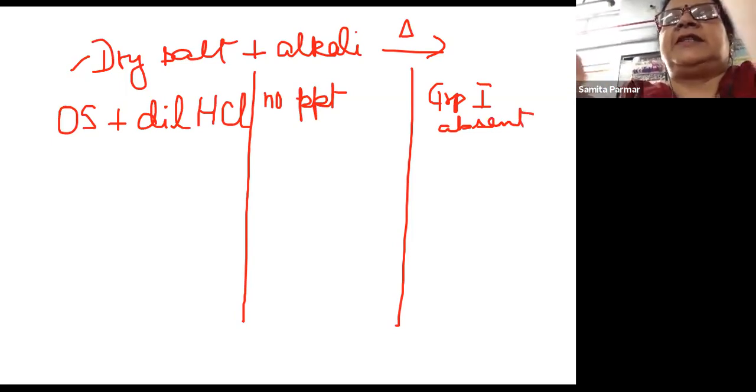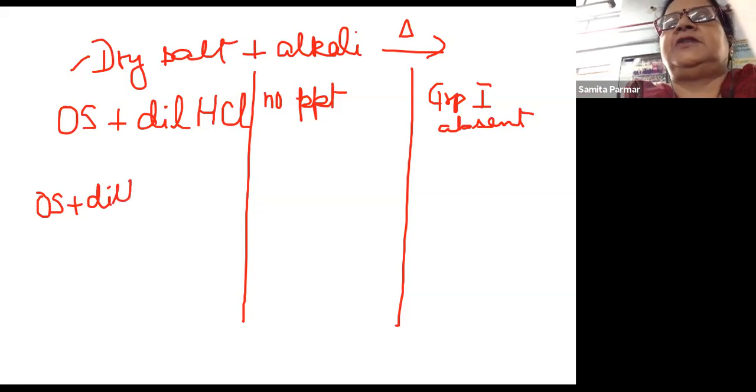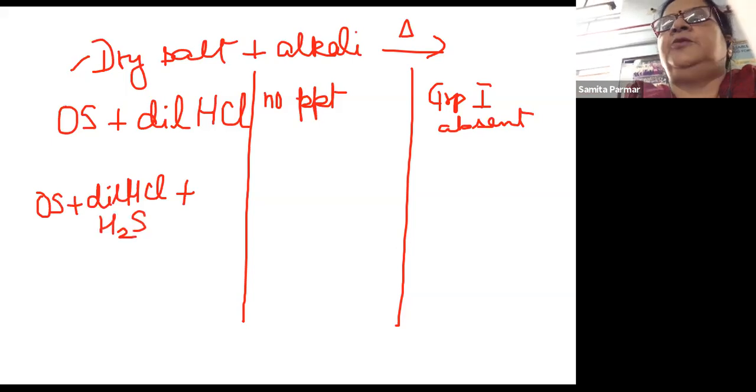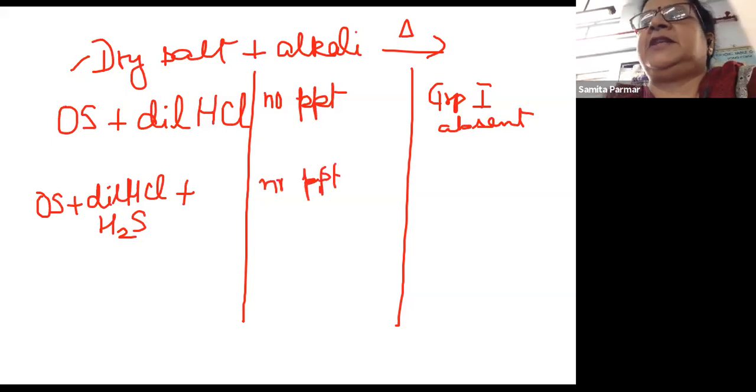Then in the second step, we are going to write original solution plus dilute HCl. All right. And in this case, we are going to bubble H2S. So you will write plus H2S, and again, no precipitate obtained. You can excuse my handwriting because the stylus is not working properly. So no precipitate observed, hence group 2 absent.